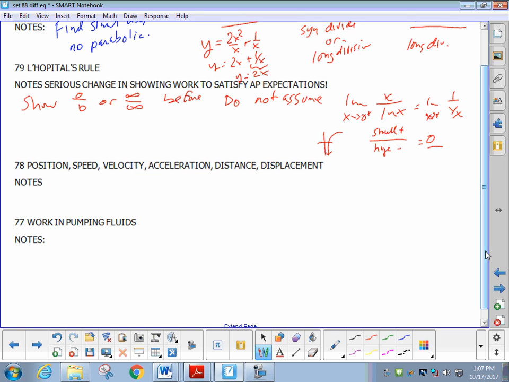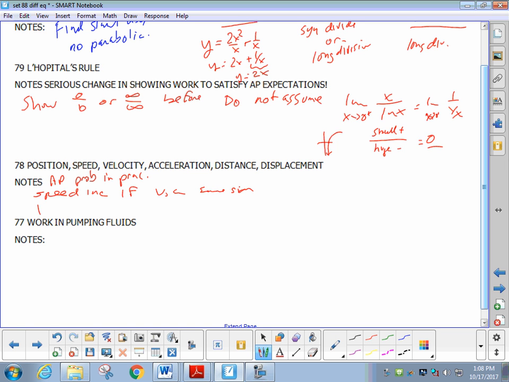Okay, position, speed, velocity, acceleration. I gave you an AP problem in the practice. That'll be good. How do you show speed is increasing? Velocity and acceleration have the same sign. They work together. You're moving right, you push right. You're moving left, you push left.